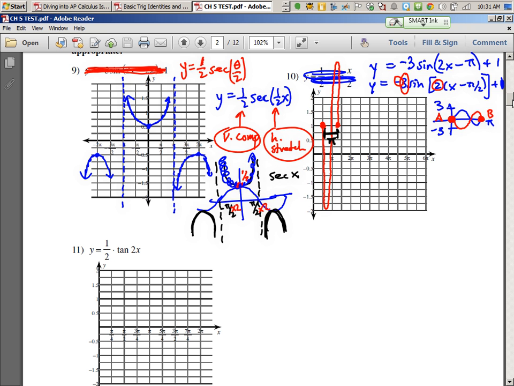Okay, here's a tan graph. I think this is the exact same problem that you guys had, so I don't need to modify that one. All right, so what does this half mean here? Vertical shrink, or vertical compression, you could say. And 2x, what's that? Horizontal compression, or horizontal shrink. Okay, so I need a tan graph.